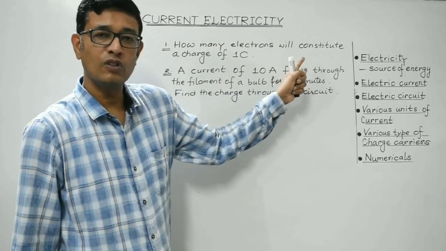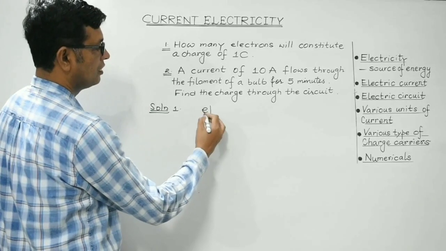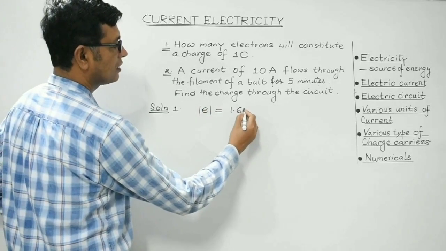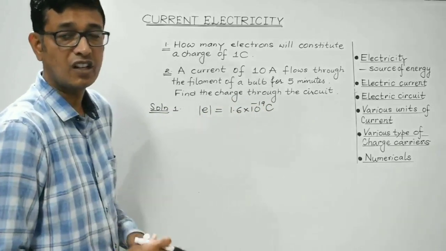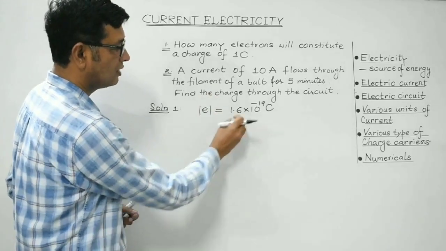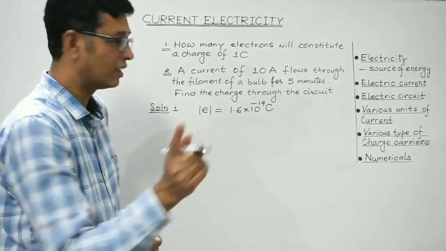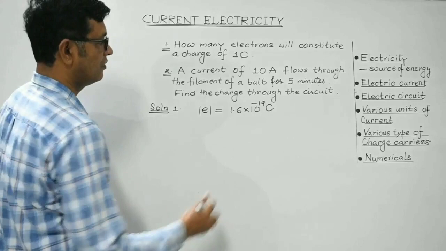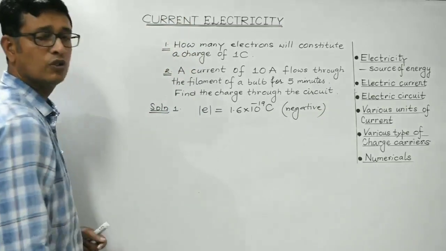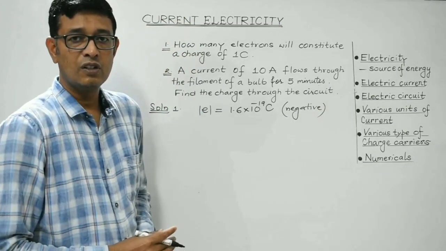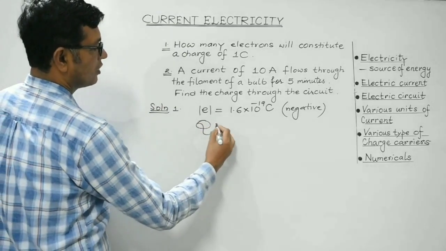How many electrons will constitute a charge of 1 coulomb? Now look, an electron carries a charge given by 1.6 into 10 raised to minus 19 coulomb. Obviously, the nature of the charge is negative, but magnitude wise it carries a charge of 1.6 into 10 raised to minus 19 coulomb. An electron carries this much charge, obviously negative, right? It carries negative charge.